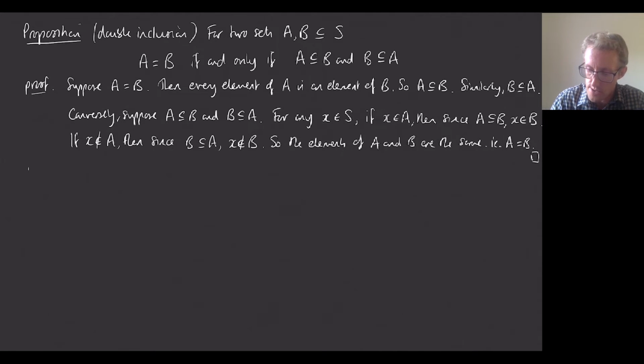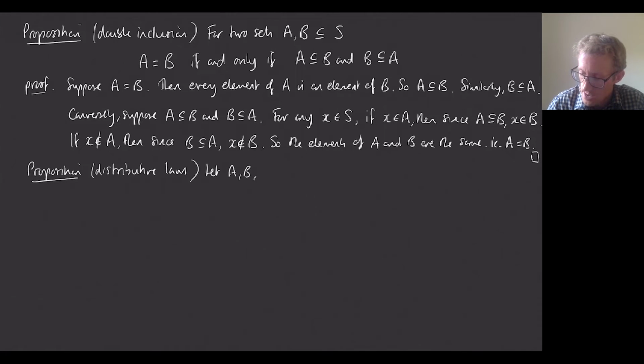So as I said, this is useful as a way of proving that two sets are equal, and we're going to see that in the next result. So this is going to be another proposition. This is going to be the distributive laws for set unions and intersections. So this time we're going to let A, B and C be some subsets of a set S. And then the claim is that A union (B intersect C) is the same as (A union B) intersect (A union C).